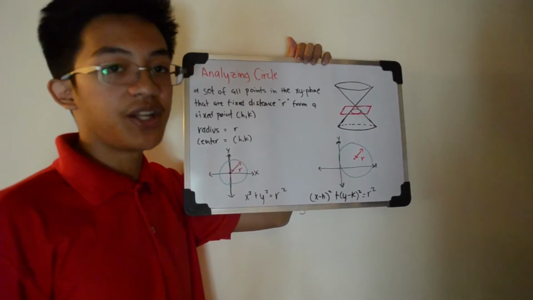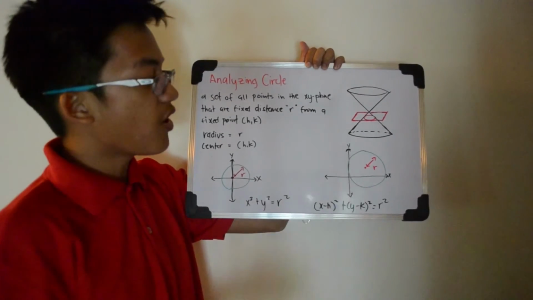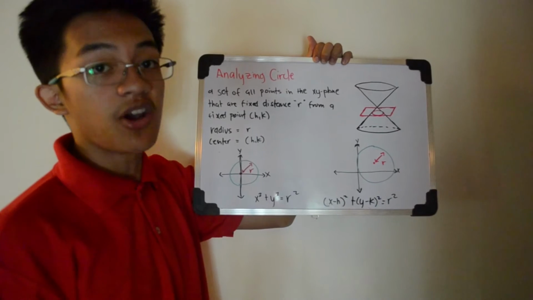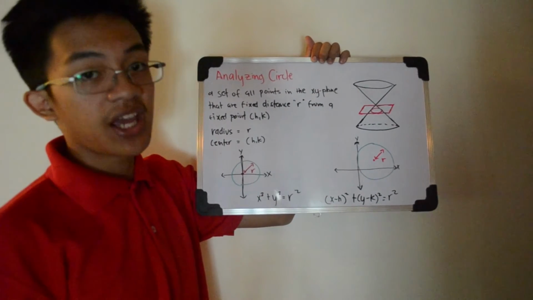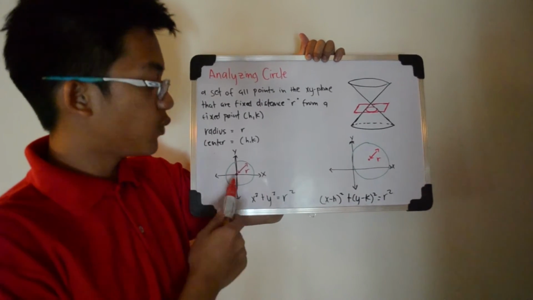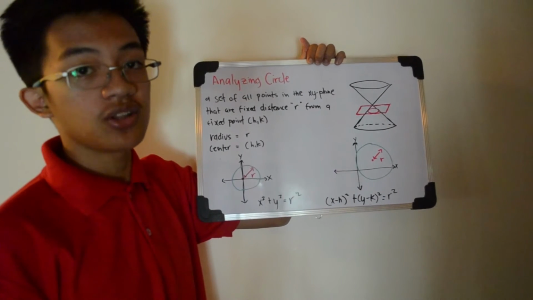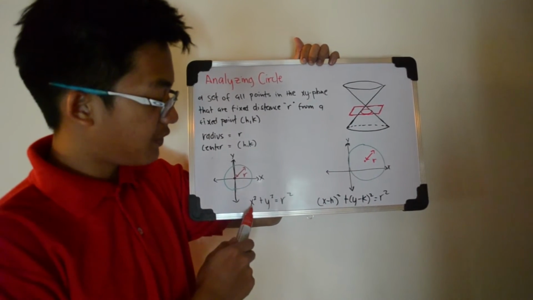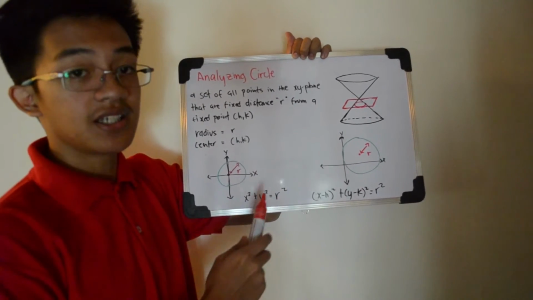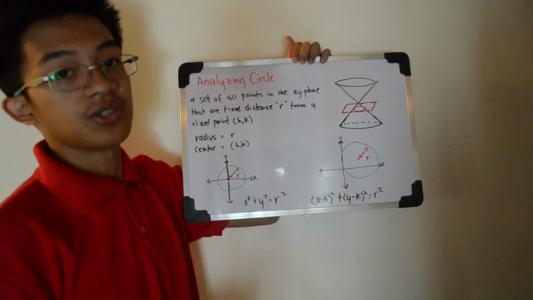A circle, by definition, is the set of all points in the xy plane that are a fixed distance r from a fixed point (h, k), where the radius is given by r and the center is given by (h, k). I want to show you the equations of the circle. This is what the equation looks like if the center of the circle is at the origin, the point (0, 0): x squared plus y squared is equal to r squared, where the radius is the distance from the center of the circle to any point at the edge of the circle.